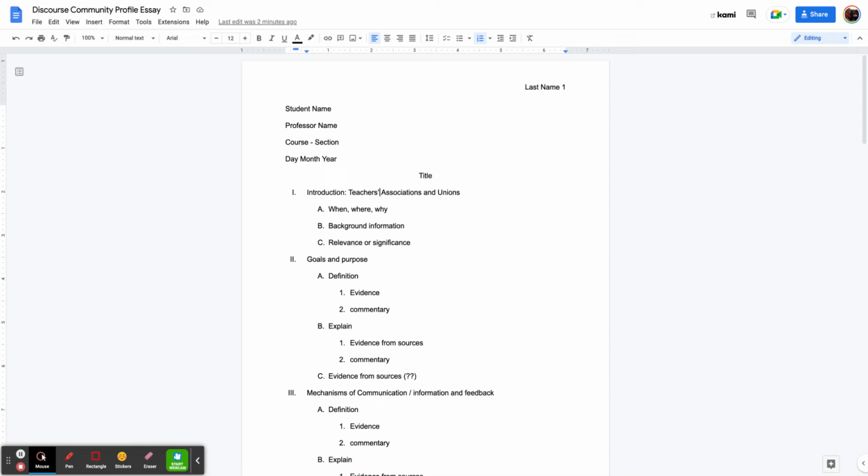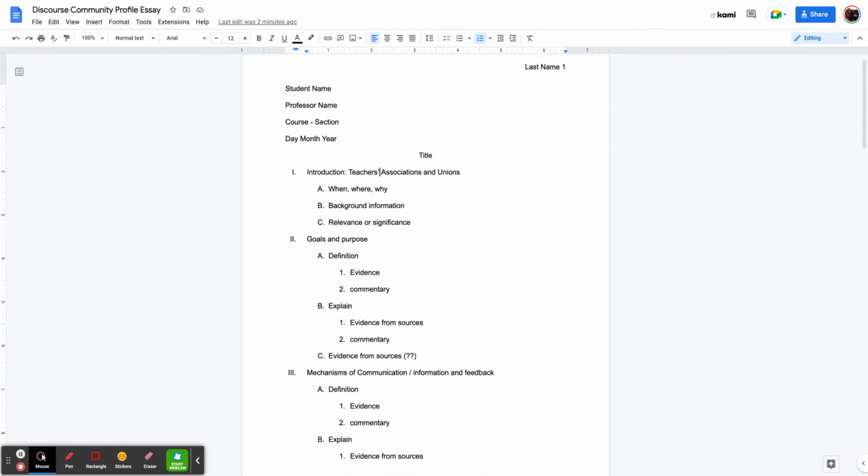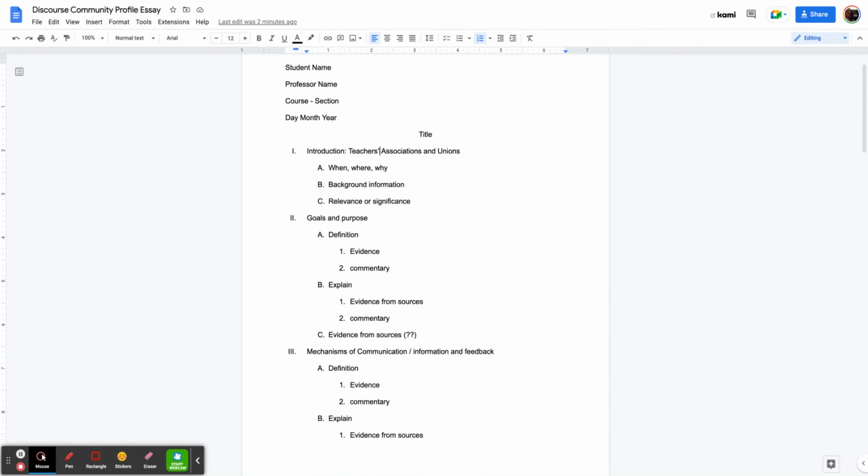All right, so notice with a basic outline, you're using a set of Roman numerals and alpha and numeric, right? So your first paragraph is always going to be your introduction. And when you think to yourself, what's in the introduction, your answers might be fluid depending on the purpose of your essay.